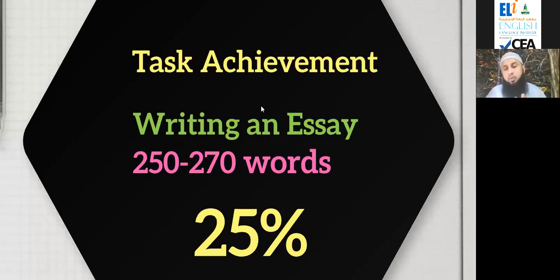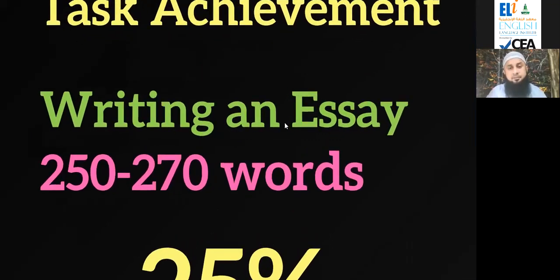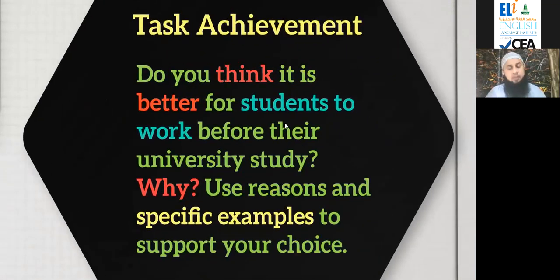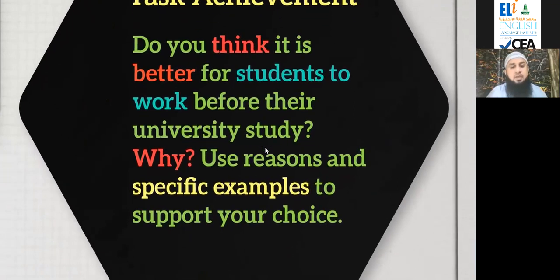So in the rubric, there are 4 things that they check. Number 1, task achievement. Let's see what task achievement is. For example, this is a question: Do you think it's better for students to work before their university study? Why? Use reasons and specific examples to support your choice.